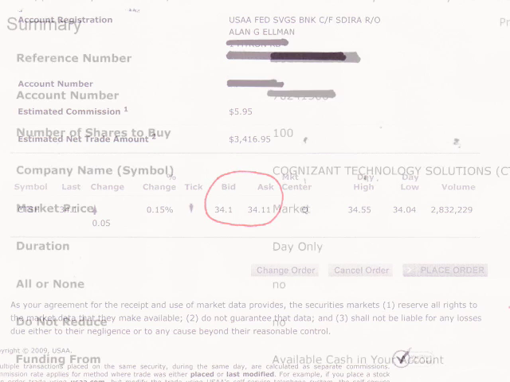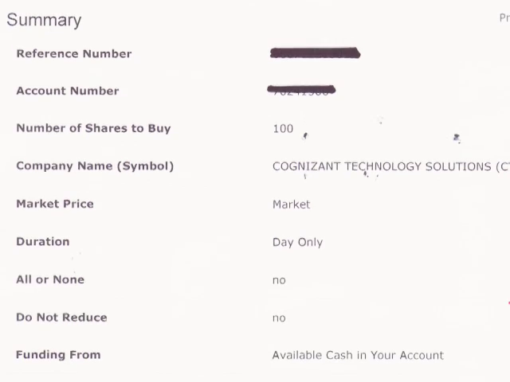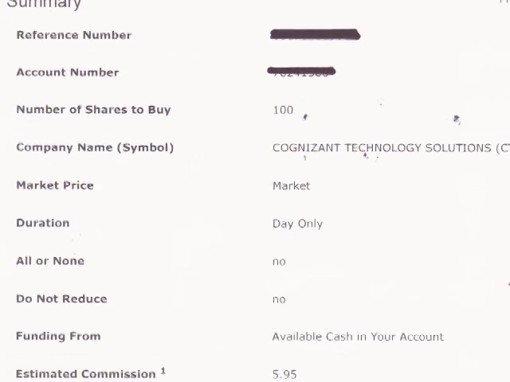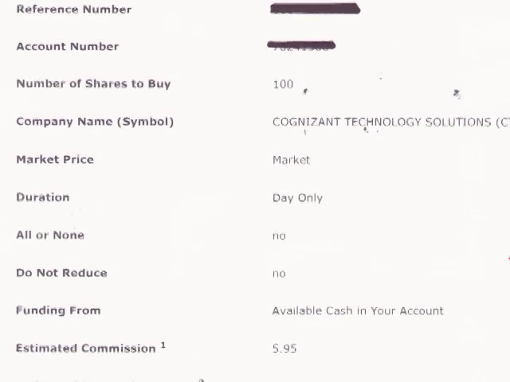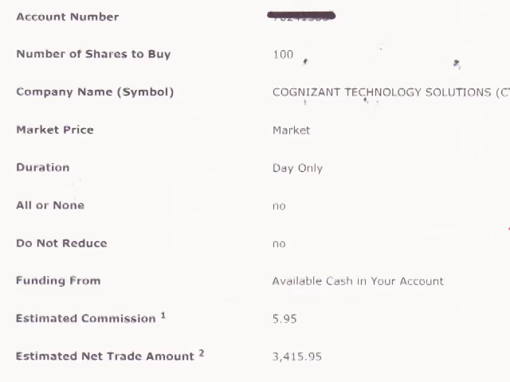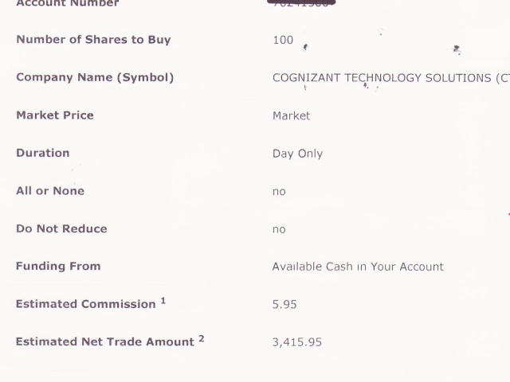After we place our order, we'll receive a confirmation. And that confirmation will tell us how much money we've spent on this particular order. And you see the commission is $5.95, a non-event because we're using an online discount broker. And the estimated amount of the trade is $3,415.95. That's for the purchase plus the $5.95 commission.